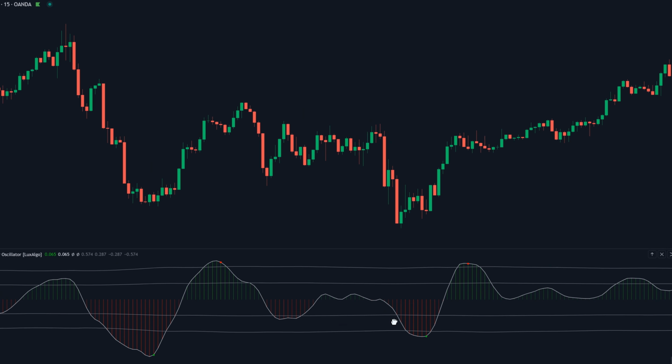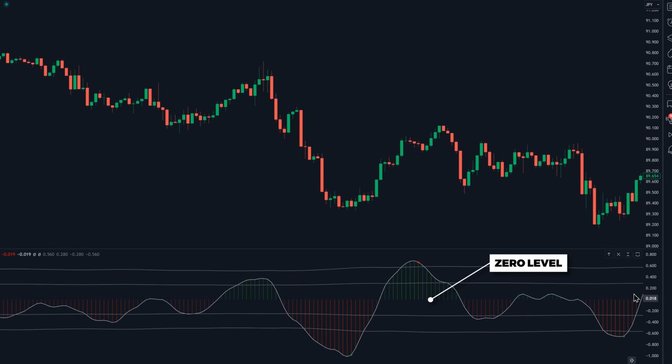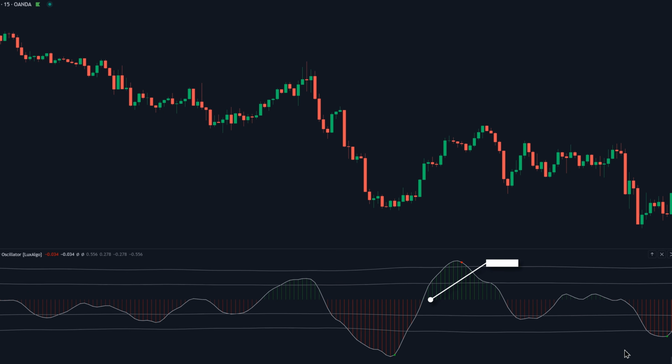So this indicator is actually composed of very few elements. We have this white line traversing the indicator window. This is called the Hull Butterfly Oscillator. And then we have the zero level at the center of this indicator. The area between the zero level and the Hull Butterfly Oscillator is filled with this red and green histogram.